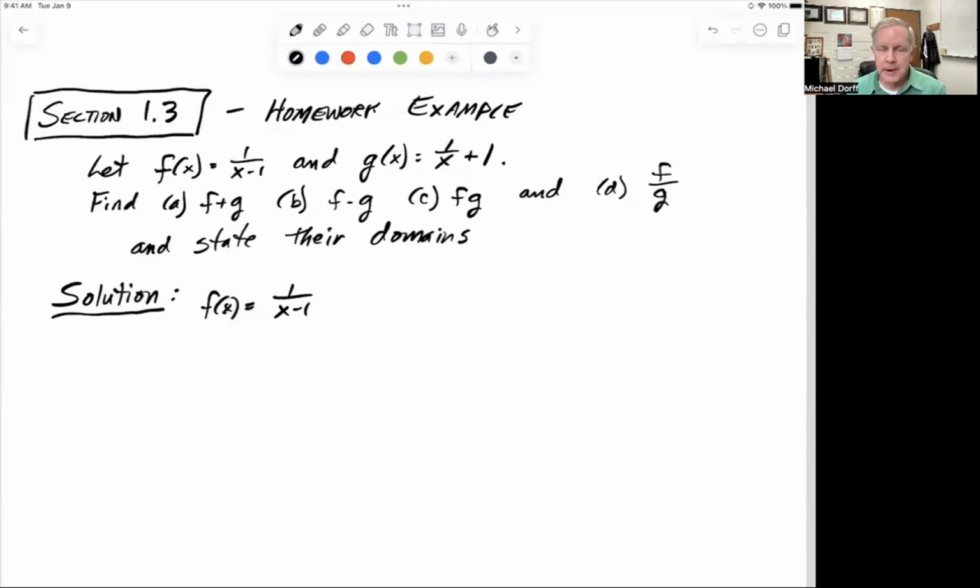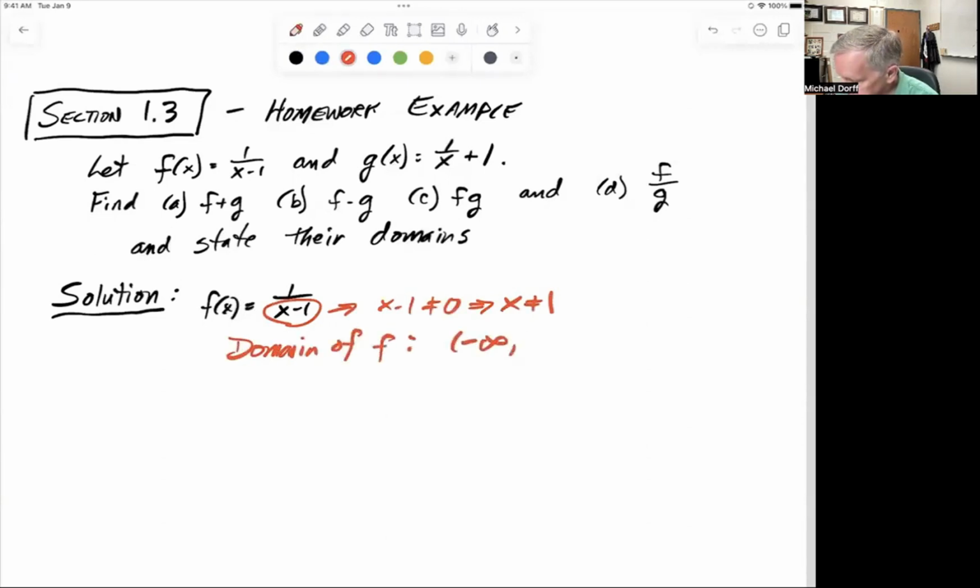Now, in this case, for f of x, it looks like a fraction, a rational expression. So the denominator can't equal 0, all right? So what do we have here? This x minus 1 cannot equal 0, which means x cannot equal 1. So the domain of f is negative infinity to 1 union 1 to infinity. Oops, that doesn't look very good. Let's try that again.